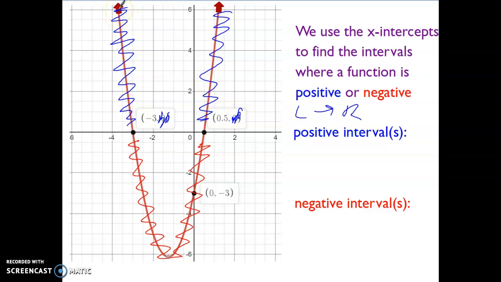Okay, so this arrow tells me it's going on and on forever up, but also to the left. The farthest to the left that it goes, the smallest x value, is negative infinity.